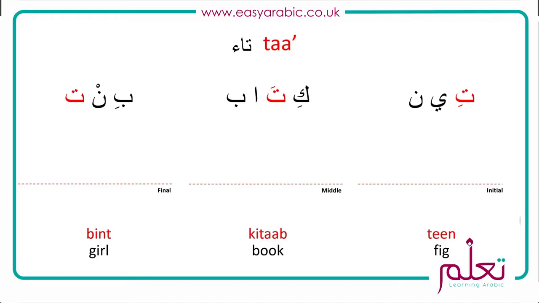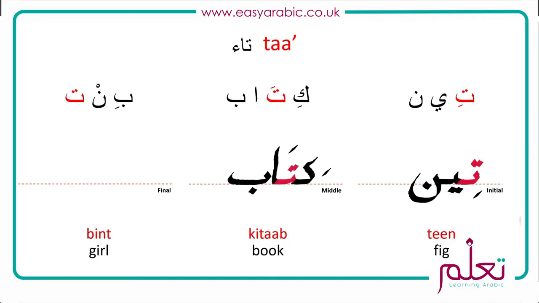Next we have the letter Ta. So Ta starts, and the word is teen, which is fig. Okay, so the Ta at the beginning, then we have the Ya, and then we have the Noon, teen. Next one is Kitab, which is book. So Kaf, then we have the Ta, we have the Alif, and then we have the Ba, Kitab.